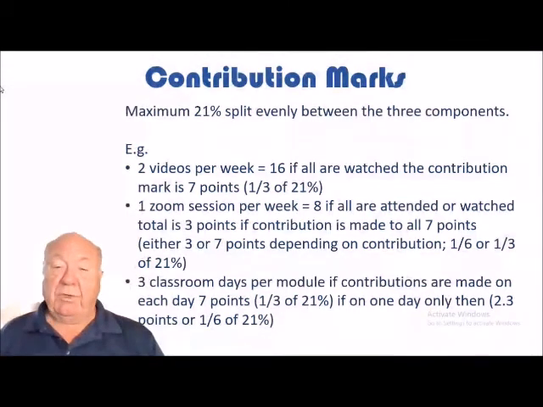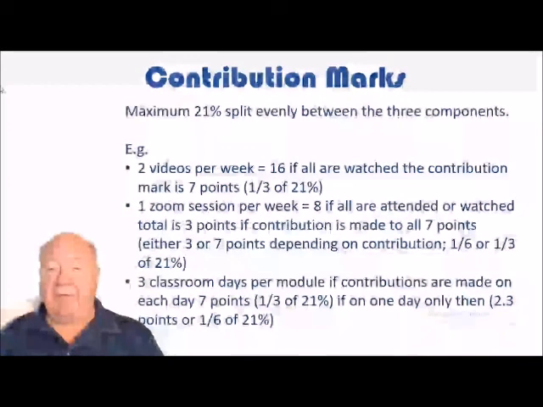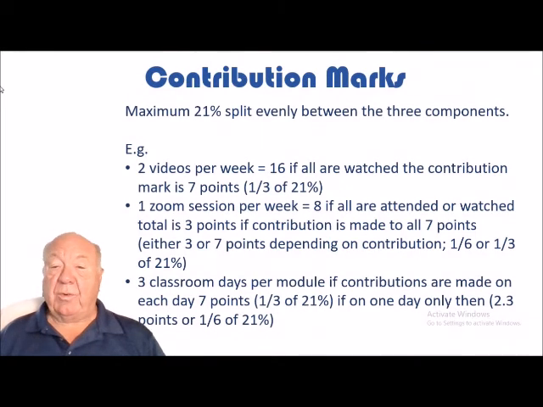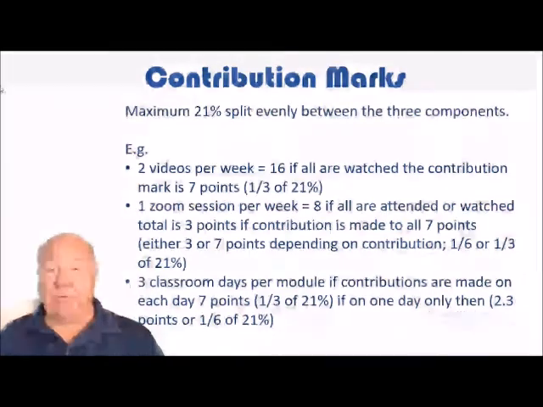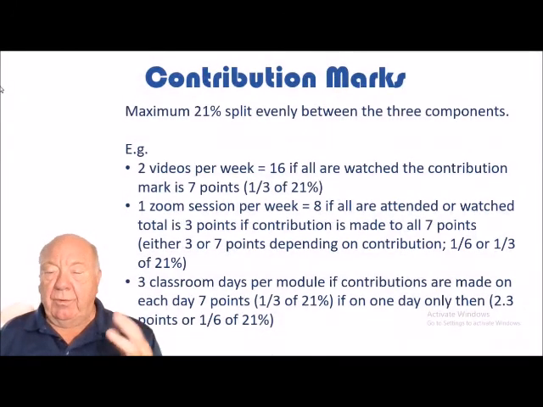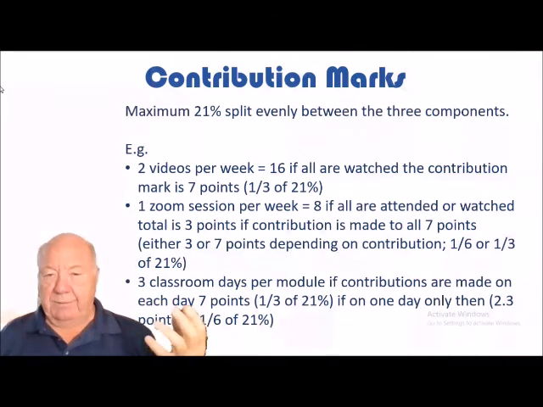You'll get 1 Zoom session a week, which means 8 Zoom sessions again. If all are attended or watched, the total is 3 points. If contribution is made to all, you'll get 7 points. So you'll either get 3 or 7 points, depending on the amount of contribution you make, which will be 1/6 or 1/3 of the 21%. And again, this isn't difficult to do. I know you have questions, you just don't like asking them. So if you can only go to the Zoom session, you can still make up the total contribution by emailing a question in before Zoom. Now, if you don't go to the Zoom session, but you do watch the recording of the Zoom session, you'll get 3 points. If you do both, either attend or watch a recording and then contribute, you'll get 1/3.